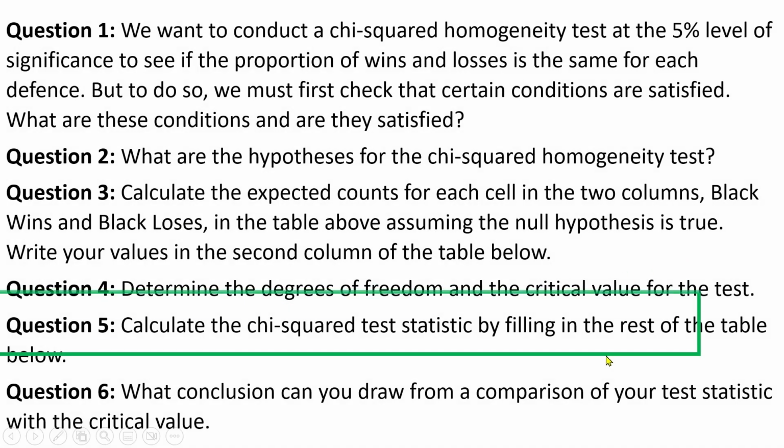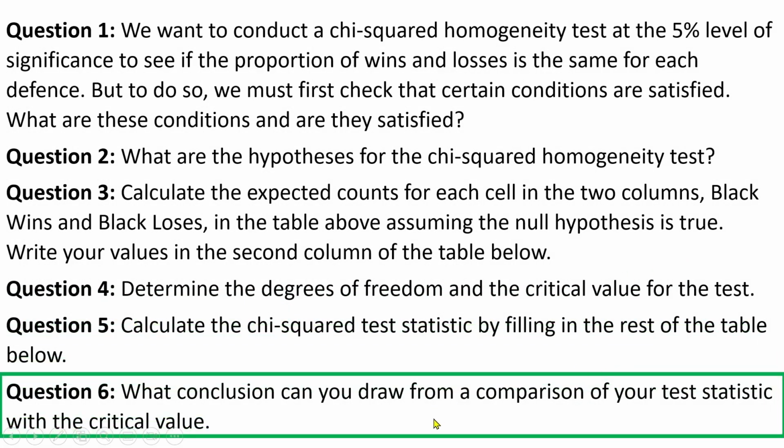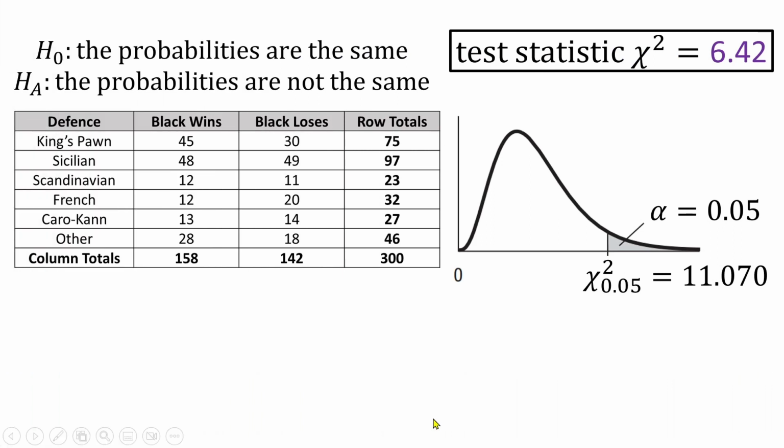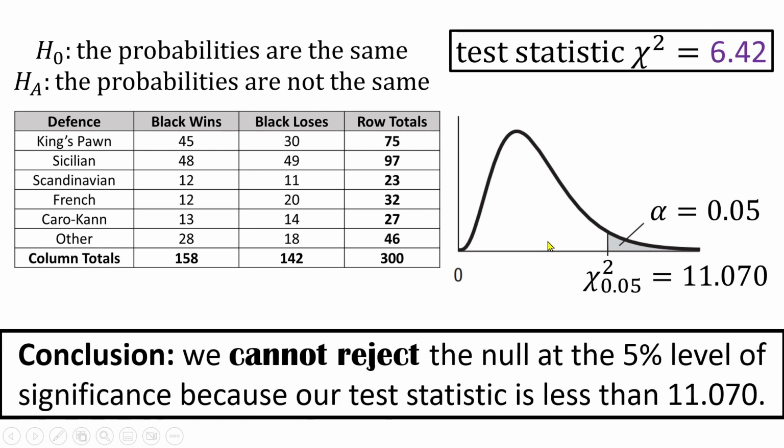So now that we've calculated that chi-squared statistic, we can go ahead and draw our conclusions. So we go back to the decision rule. The decision rule was if our test statistic is bigger than this critical value for a 5% test, then we reject the null. So clearly, we are not going to reject the null hypothesis. We cannot reject the null at the 5% level of significance because our test statistic is less than the critical value.